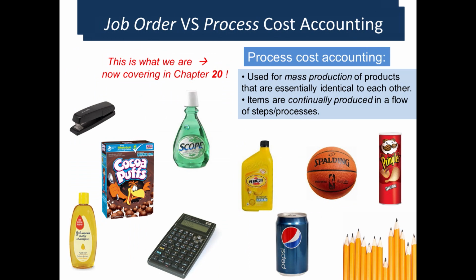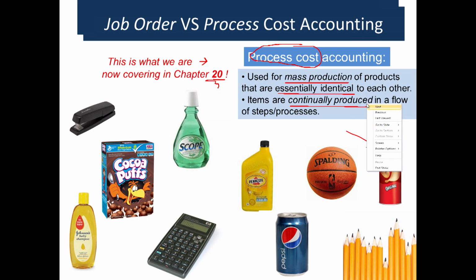This is chapter 20. That's what we're going to do now, process cost accounting, okay? This is used for the mass production of products that are essentially identical to each other, right? If you buy a can of Pringles, it's going to be pretty doggone similar to the can of Pringles I have, right? And these items are continually produced. As a matter of fact, as we sit here today, they are probably producing these sorts of items that you see on this PowerPoint slide, right? And they don't wait for a specific customer order. They just manufacture these, correct?